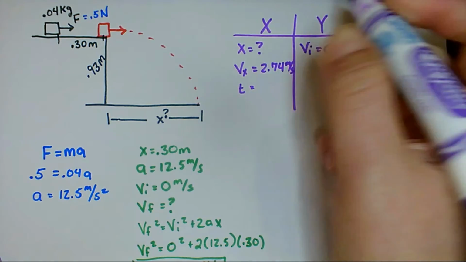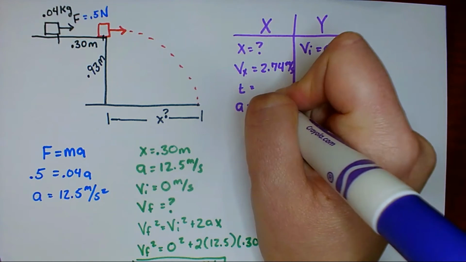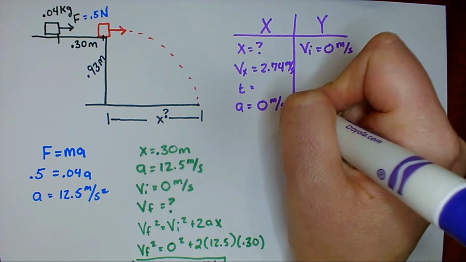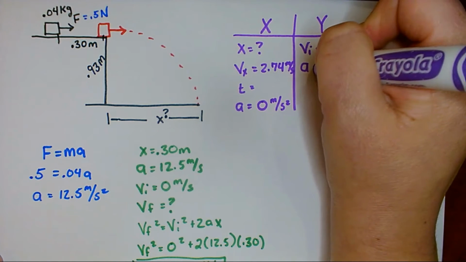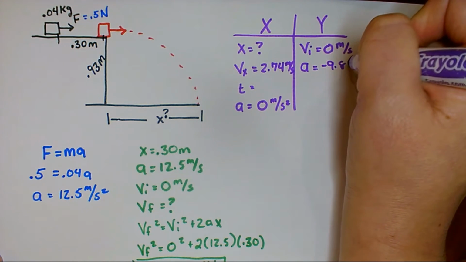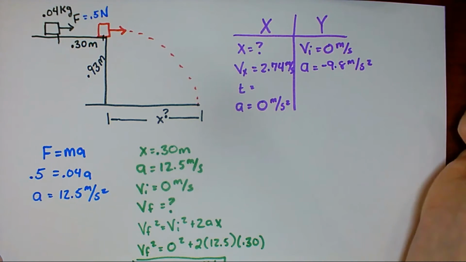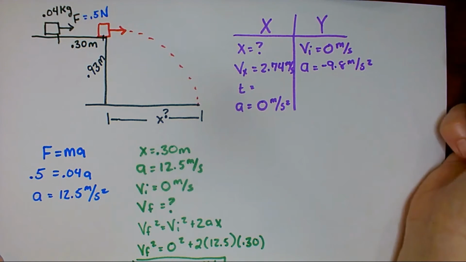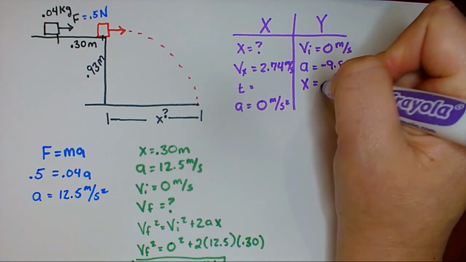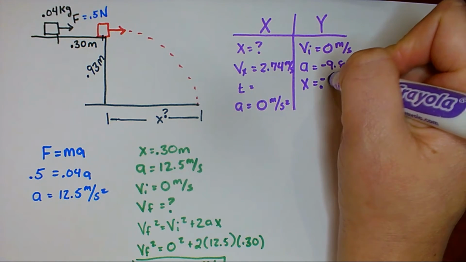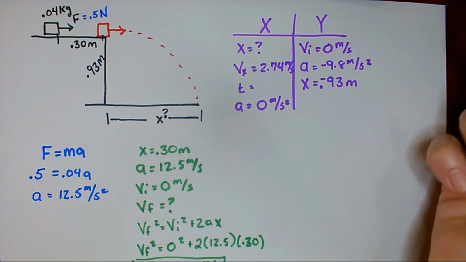We don't know time. We know the acceleration in the X is always 0 because there's no forces. Once it's flying through the air, there's only gravity, which gives you an acceleration in the Y direction of negative 9.8 meters per second squared. We also know that it's going to travel downward 0.93 meters. So Y will be negative 0.93 meters.